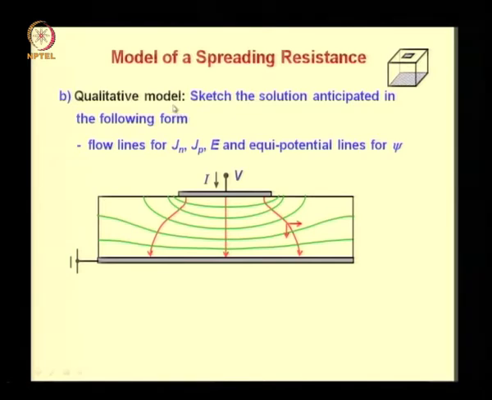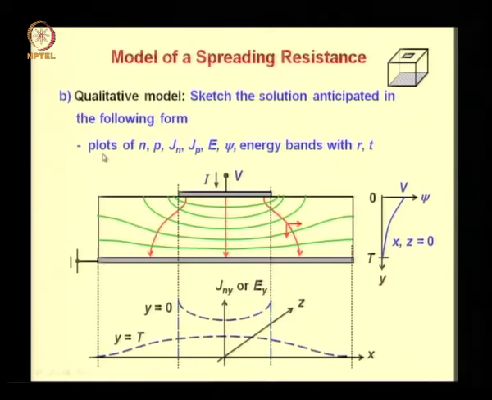Next, as a part of qualitative modeling, we sketched the solution anticipated in the form of flow lines of Jn, Jp and E and equipotential lines for psi. So these red lines are the flow lines in the spreading resistance and the green lines are the equipotential lines.